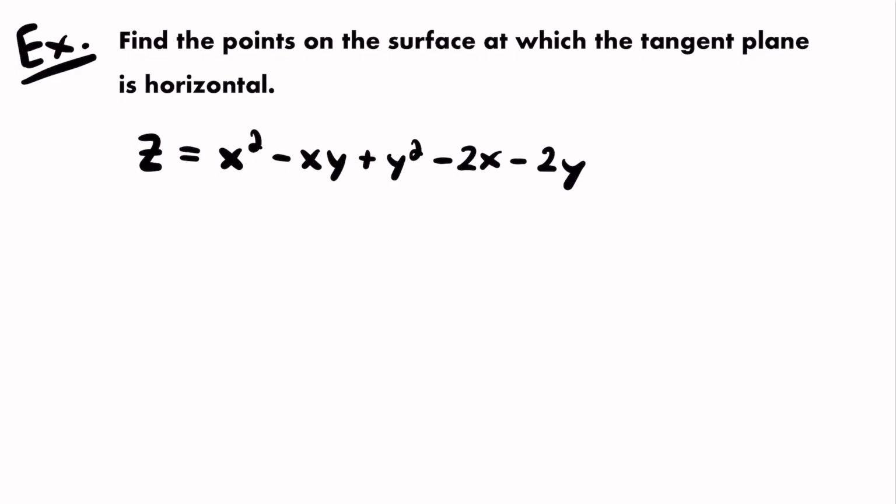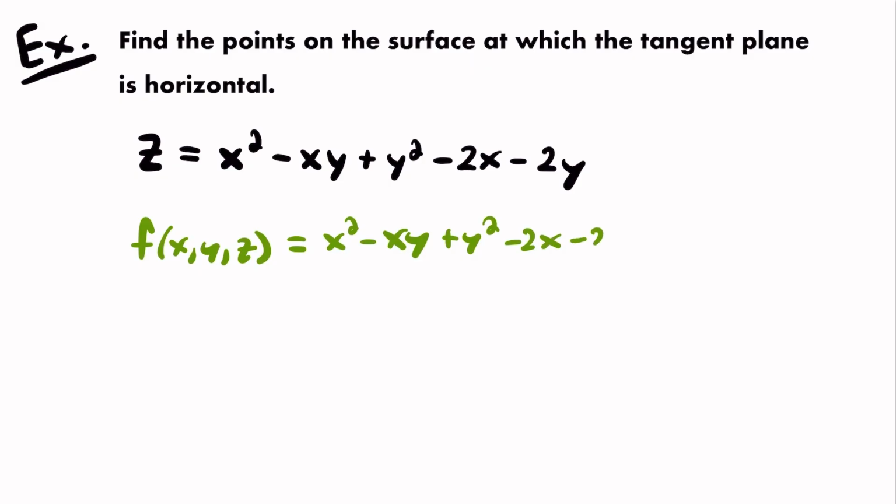Okay, so we want to do the same thing here. We want to start by finding our gradient vector, which would be the normal vector at any point on this surface, specifically the gradient vector of the multivariable function that we get when all of the variable terms are on one side of the equation. In this case, you would just want to subtract z from both sides, and that will give you that function. So f of x, y, z would be equal to x squared minus xy plus y squared minus 2x minus 2y minus z. All right, and now let's find the gradient vector of that function.